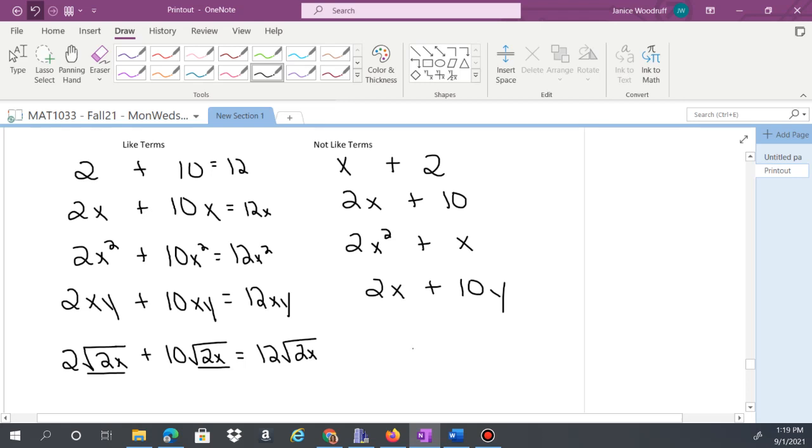And then you want to be careful here. So if I did like 2 root 2x plus 10 root 2, I can't do that because this is missing the x. So the ending, anything after the initial coefficients has to be exactly the same. So you would not be able to do that either. So those are just some examples of your like terms and not like terms.